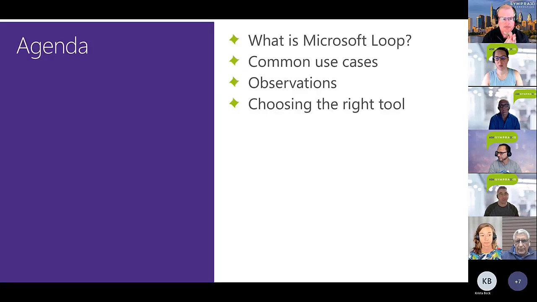Here's what we're going to cover today. First, what is Microsoft Loop? We'll talk about use cases, and some observations we've found in testing it and working with it ourselves. And then there's a what-to-use-when dimension to it, because there are things in Loop that you can do with other capabilities inside of Microsoft 365. So we'll talk about how to choose the right tool.